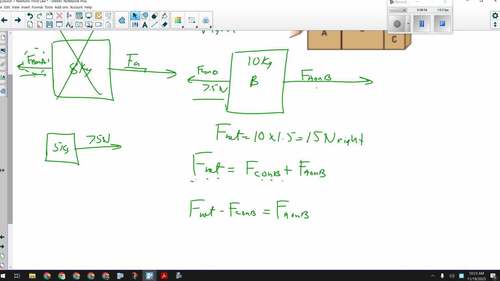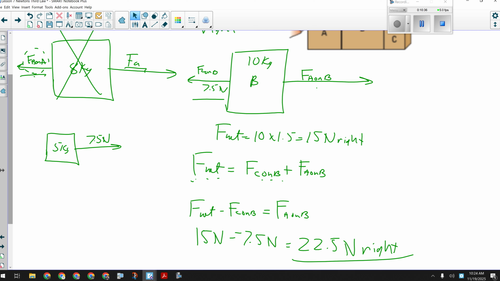Vectors are important here. My F net is right, which is positive, so I'm going to write 15 newtons. Force of C on B is left, negative 7.5 newtons. So 15 minus negative 7.5 is 22.5 newtons to the right. Now there's only two significant digits there, so it would actually be 23 newtons to the right. We had to do two calculations.